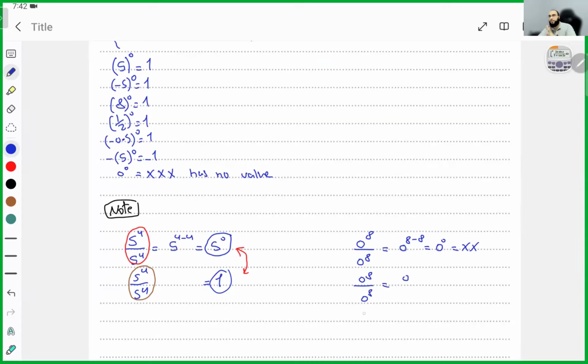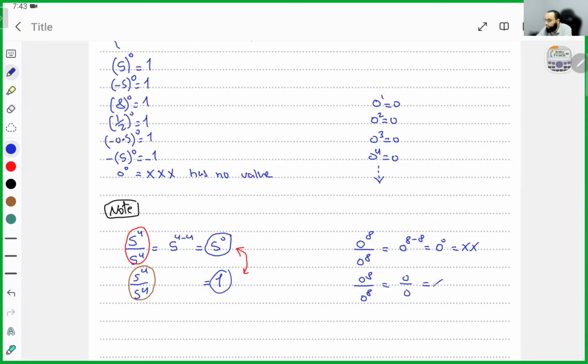0 power of anything equals 0. 0 power of 1 is 0. 0 power of 2 is 0. 0 power of 3 is 0. 0 power of 4 is 0, and so on. Okay? So it's 0 over 0.